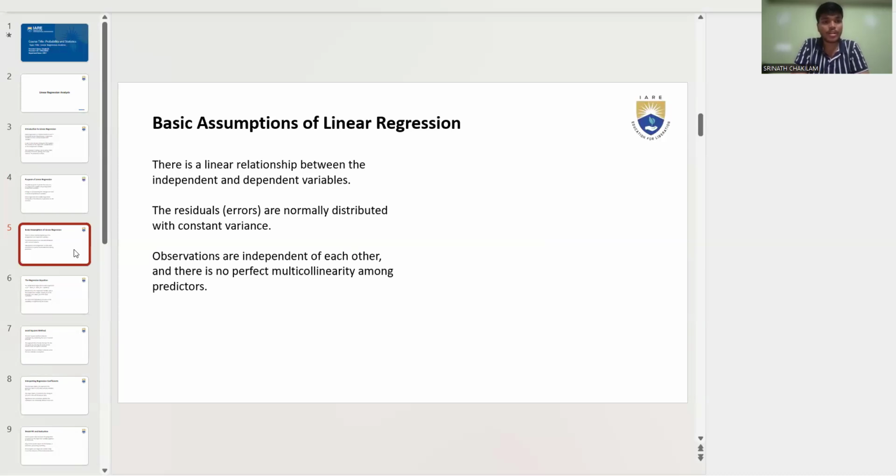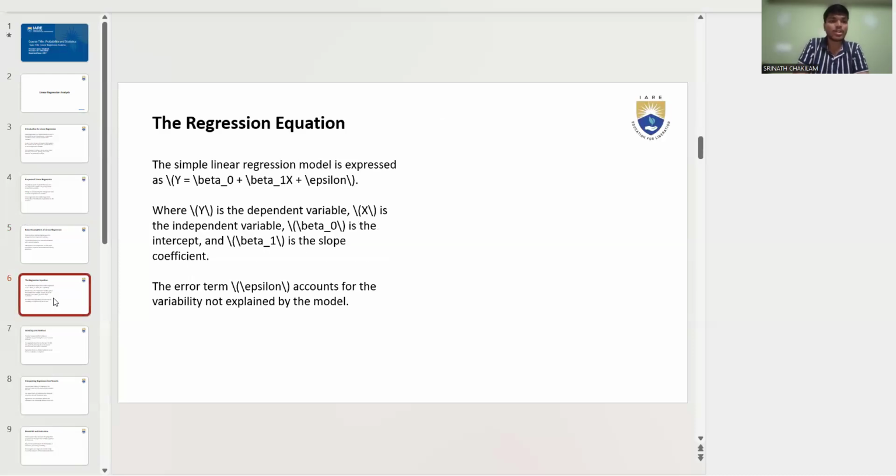In the basic assumptions, there is a linear relationship between the independent and dependent variables. Observations are independent of each other, and there is no perfect multicollinearity among the predictors. The errors are normally distributed with a constant variance. These are the basic assumptions of linear regression. And next slide is the regression equation.